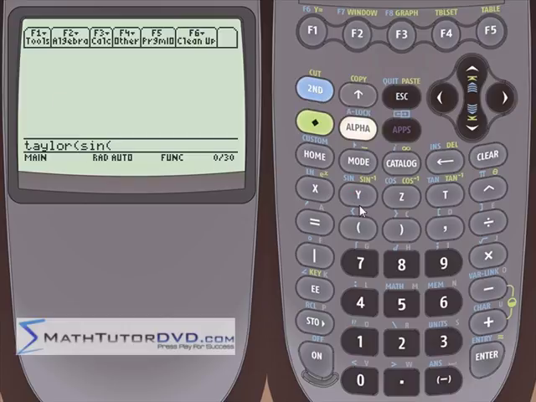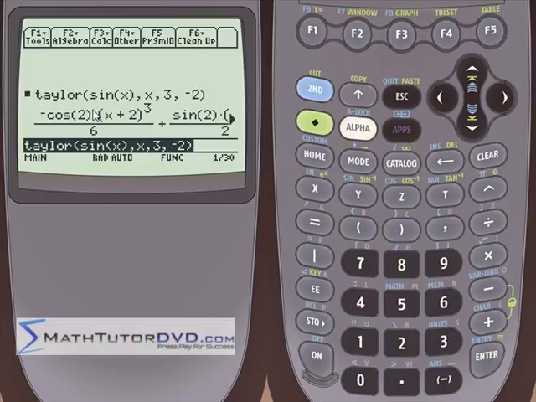So if we want to do sine of x, let's say, variable is x, let's do third order, and let's center it around x is equal to -2, just to be different. What we're doing is approximating sine of x with a third order Taylor polynomial, which means more terms than just the simple one order. And we're making it most accurate around x is equal to -2. So we hit enter, it thinks for a second, and look at the terms we get.